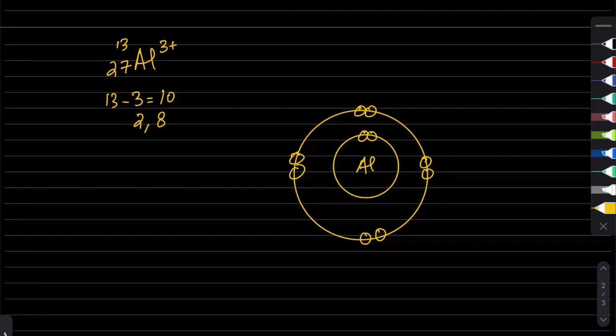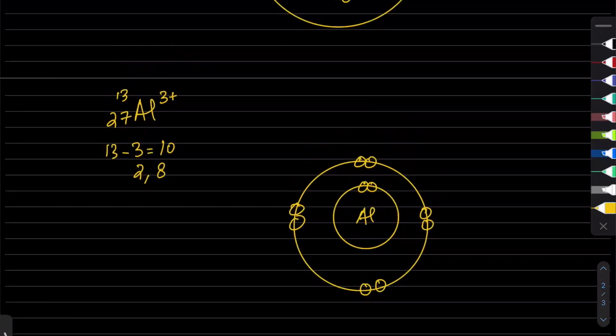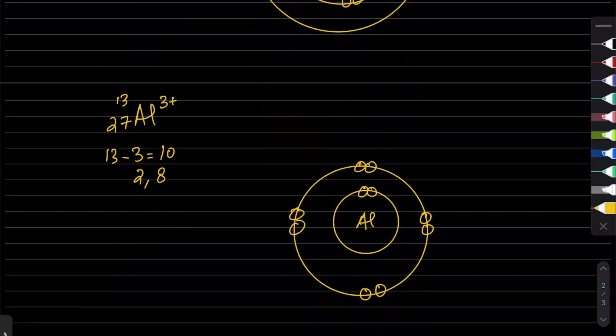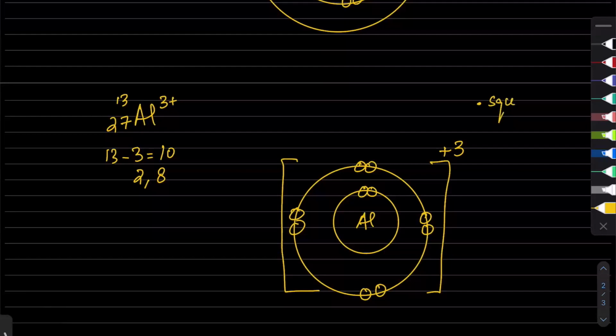Okay, now here's the thing. How do I know that this thing is an atom and that thing is an ion? Like, how do you differentiate between them? There's a way to do that. You do square brackets, okay? So square brackets with a charge here. So square brackets for ions, okay? So if you're getting ions, you do square brackets.